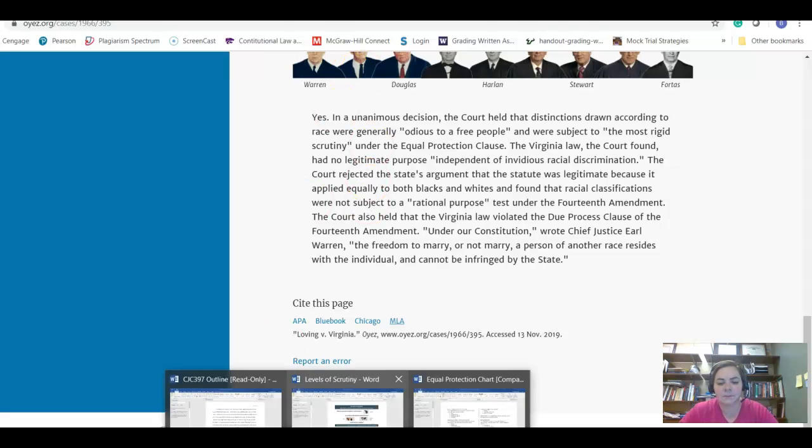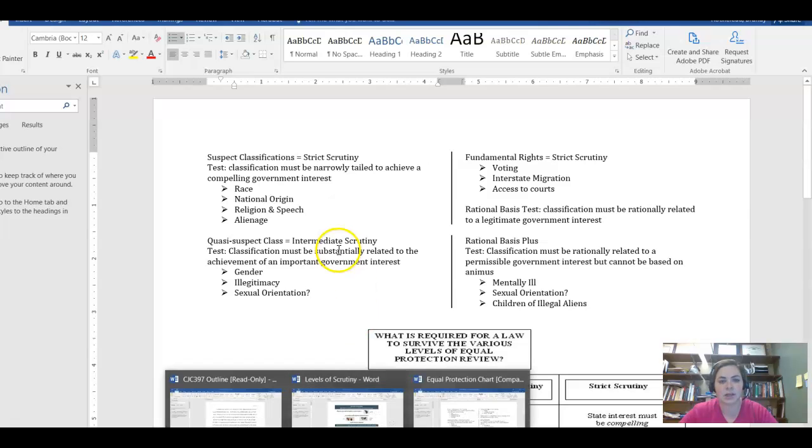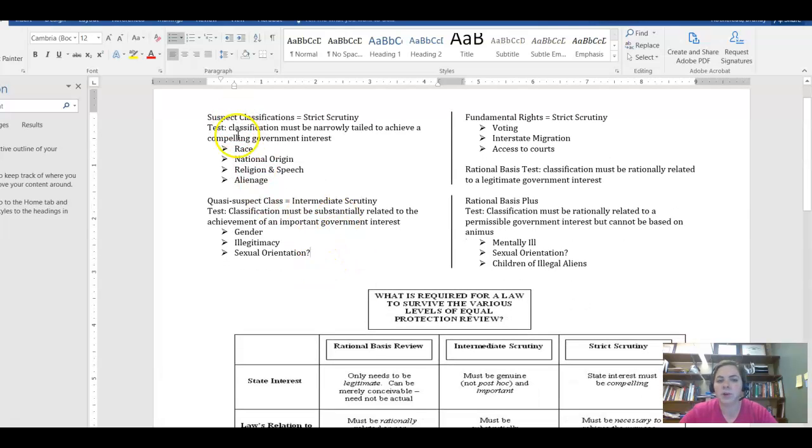This makes sense. If we think about our equal protection chart, we have race here as the highest standard. So racial classifications here, who you can marry, you can only marry people with the same race as you. Classifying people based on their race must be narrowly tailored to achieve a compelling government interest.